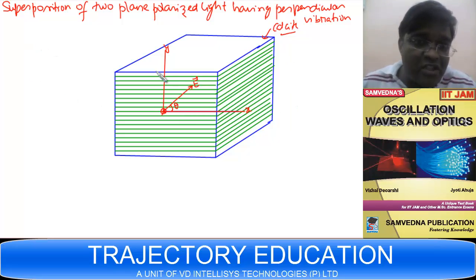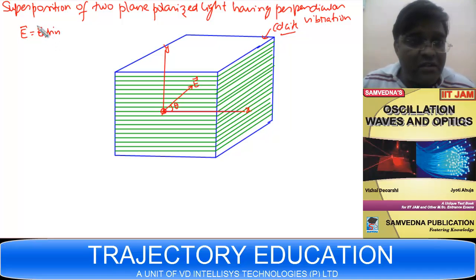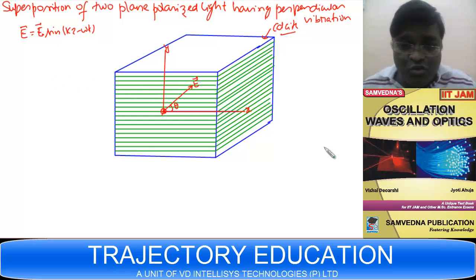In that case, I can write E as E naught sin(kz minus omega t). This plane polarized light, when it falls on the calcite crystal, will undergo double refraction. When it undergoes double refraction, it will split into two waves.